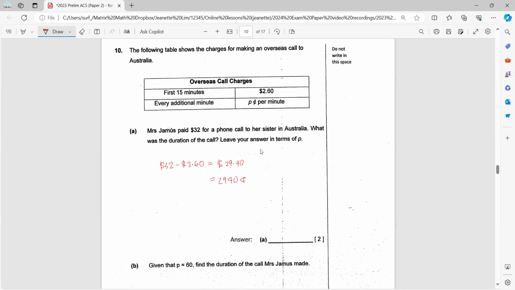2,940 cents. Okay, we're going to take this amount and divide by P cents. That will give us the number of additional minutes that she took. So divide by P is over P. Remember, we took away the 15 minutes first, right? So for the total time that she took, you have to add back the 15 minutes. So what was the duration of the call? It's 2940 over P plus 15. Use brackets, bracket this whole thing, minutes.